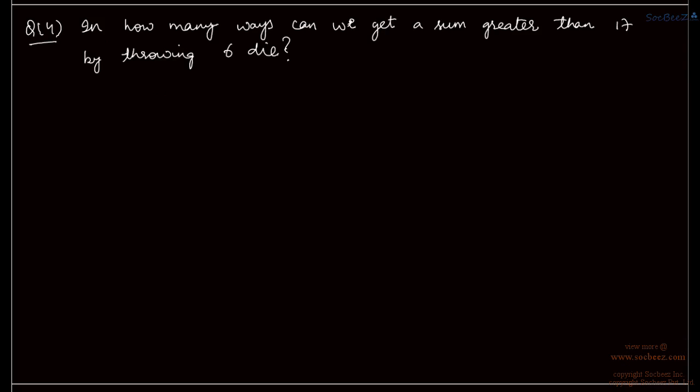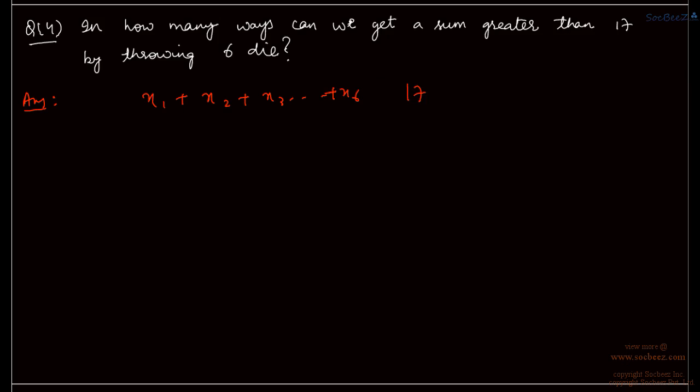So there are 47 different ways they can combine to donate 10 rupees. Let's look at another question for the multinomial theorem. In how many ways can we get a sum greater than 17 by throwing 6 dice? Okay, so first we address the problem. Let the different dice be denoted by 1, 2, 3, and hence the numbers by x1, x2, x3, then x1 plus up to x6 must be greater than 17, right?